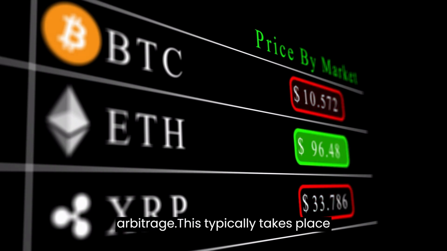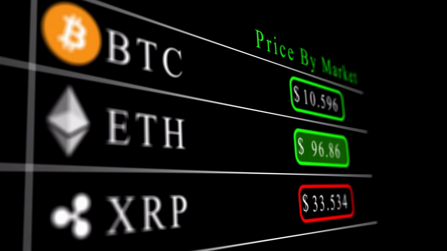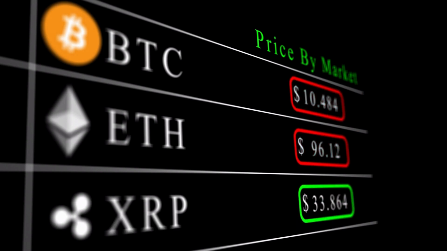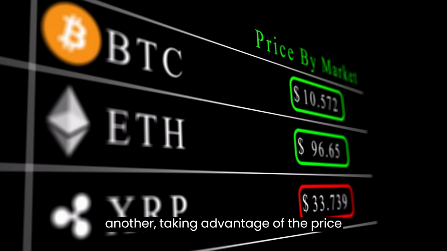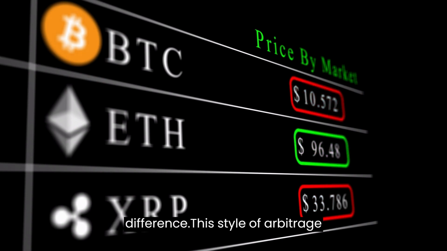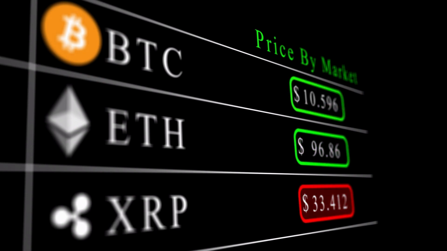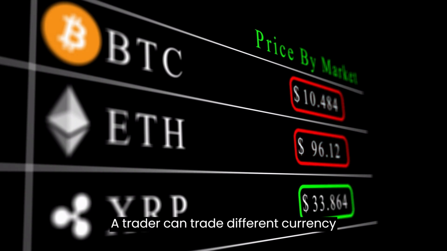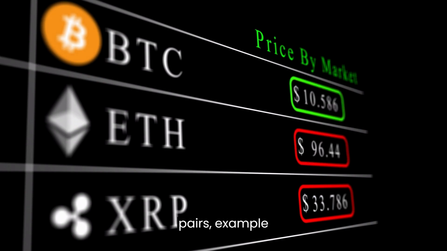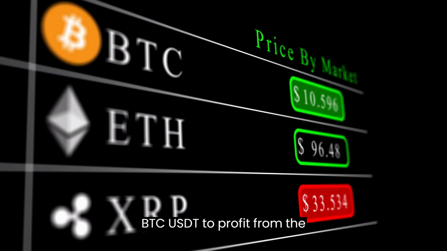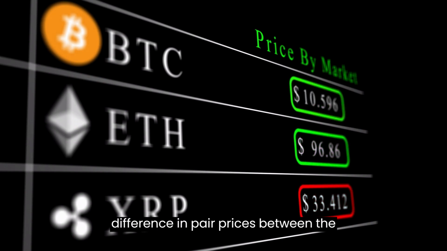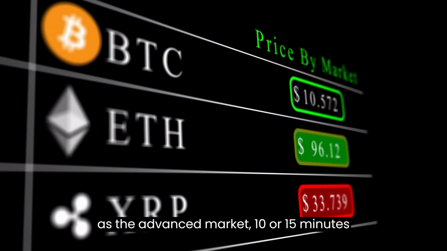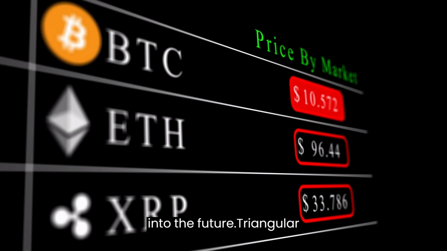Inter-exchange arbitrage. This typically takes place between two or more different cryptocurrency exchanges. It involves buying on one exchange and selling on another, taking advantage of the price difference. This style of arbitrage takes place within a single exchange. A trader can trade different currency pairs, for example BTC/USDT, to profit from the difference in pair prices between the intraday market and other markets, such as the advanced market 10 or 15 minutes into the future.